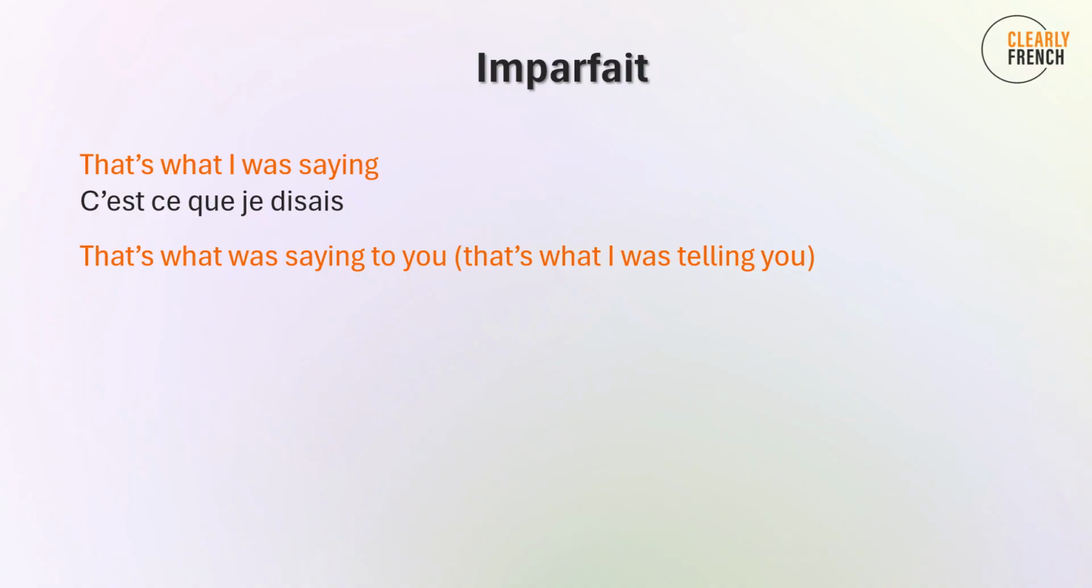Now let's have a look at the imperfect. That's what I was saying, or that's what I used to say. Same thing, it's the imperfect. C'est ce que je disais. That's what I was saying to you. C'est ce que je te disais. Again, the te goes before the verb.